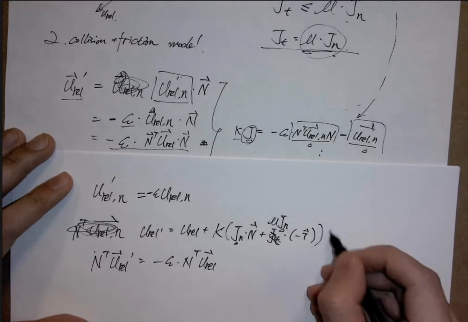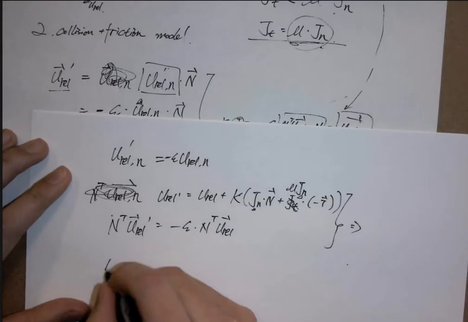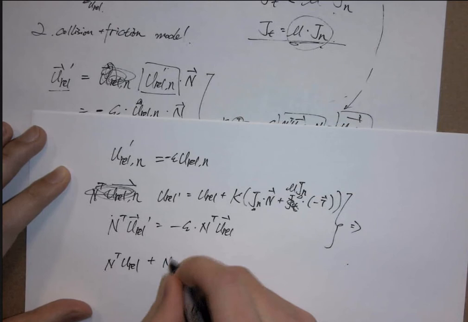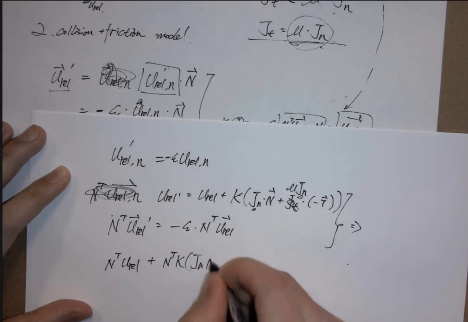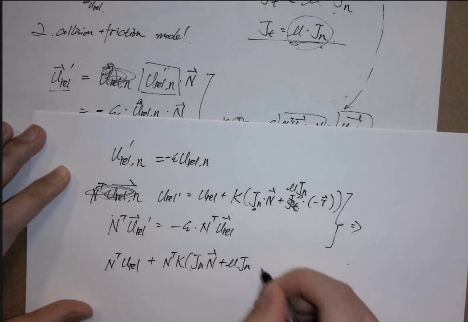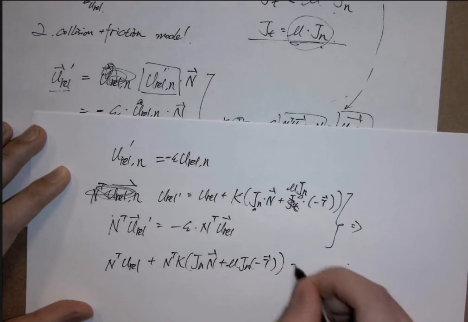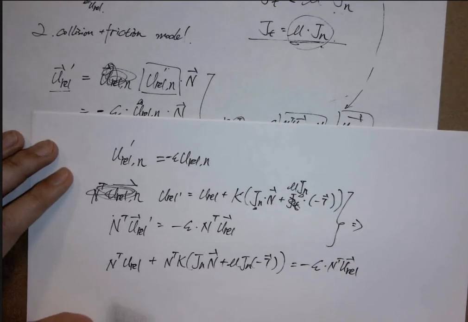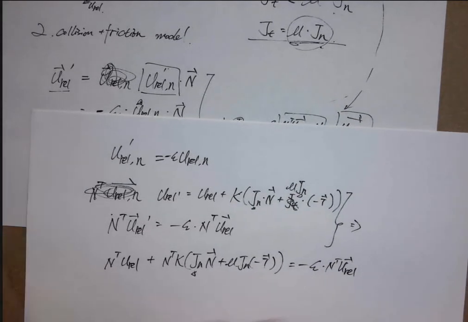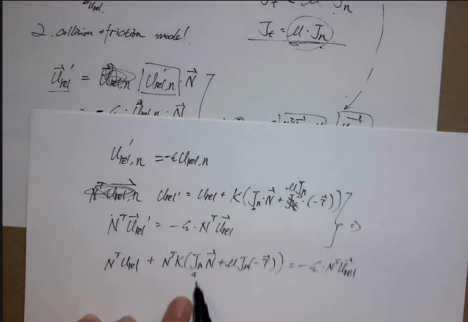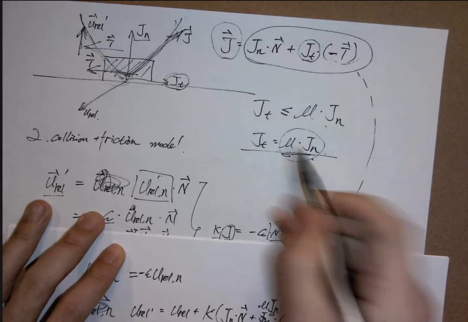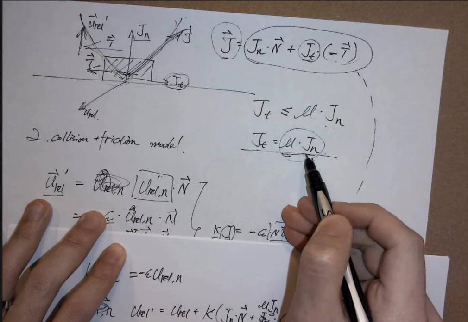And we can combine those two equations to have n transpose u relative plus n transpose k jn multiplied by n plus mu jn multiplied by negative t. This equals negative epsilon multiplied by n transpose u relative. Everything here except jn is known, and jn is only a scalar. Then we can just solve this system to get jn. Because it's already a kinetic friction model, we can apply jt equals mu multiplied by jn, and then our impulse is done.